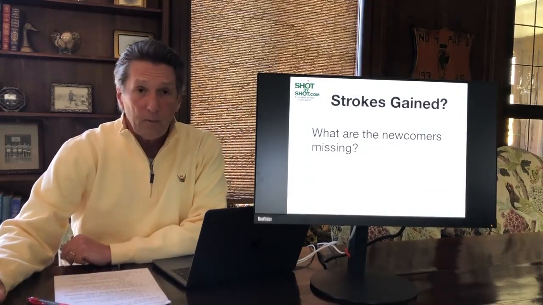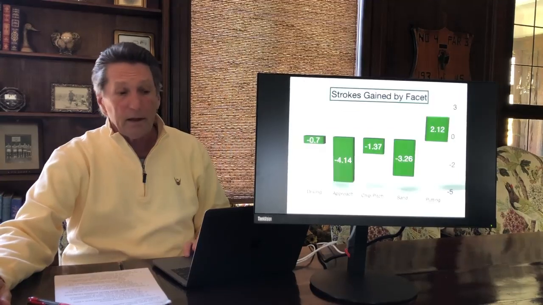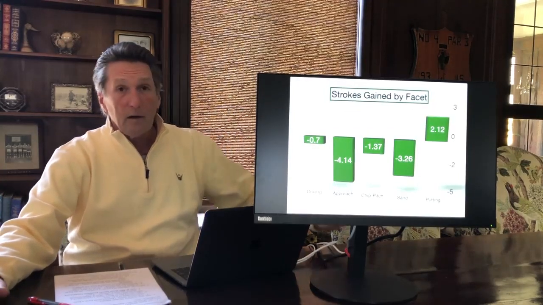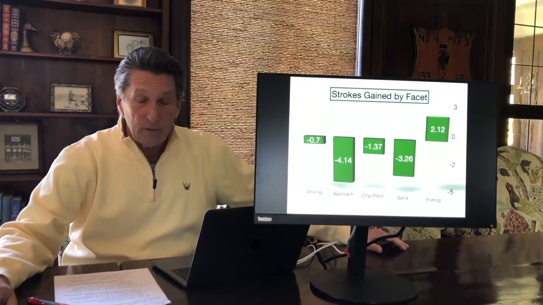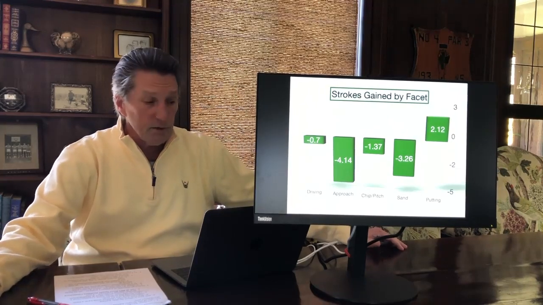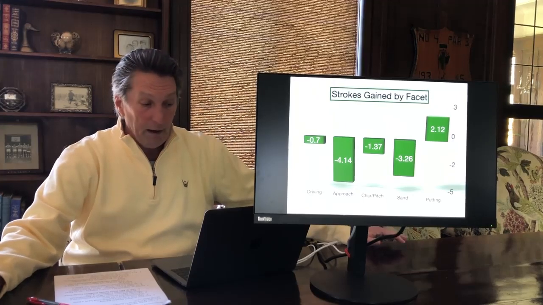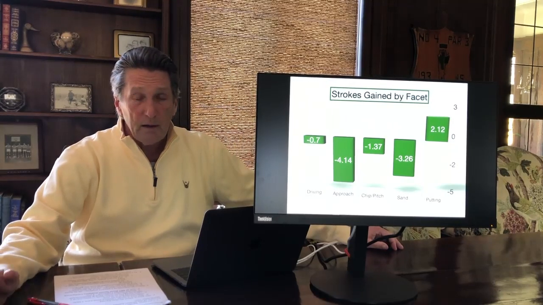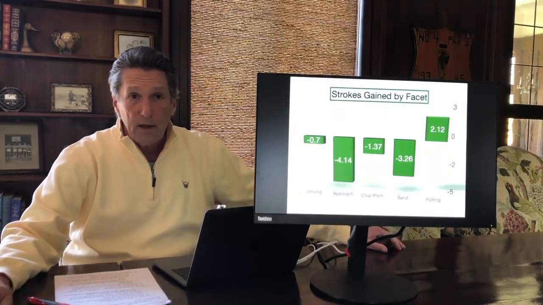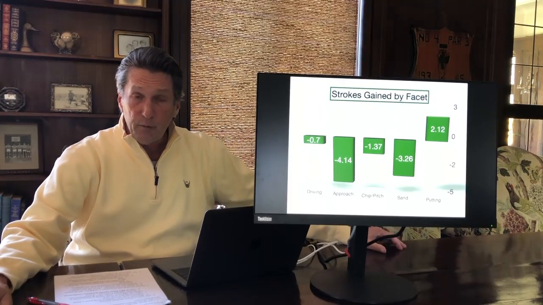So what are the newcomers getting wrong when they use strokes gained? Let's take an example of a strokes gained analysis of a snapshot of a player's rounds. We'll assume it's a representative sample of his play. So you see the strokes gained numbers for each facet of the game: driving, approach, chip pitch, sand, and putting. So they're strokes lost or saved to what? In the case of most of the newcomers, it's the PGA Tour averages, which Mark Brody published in his book.